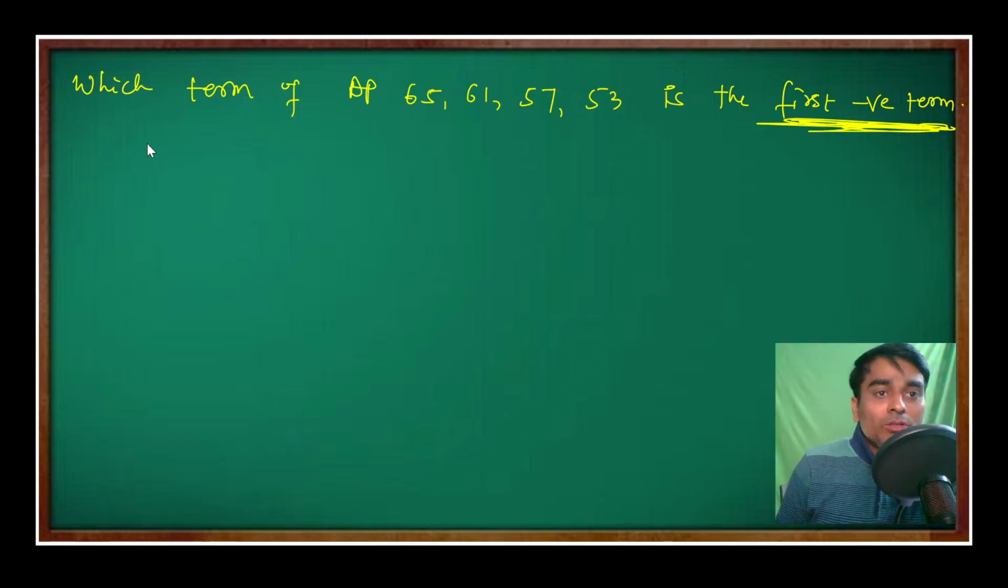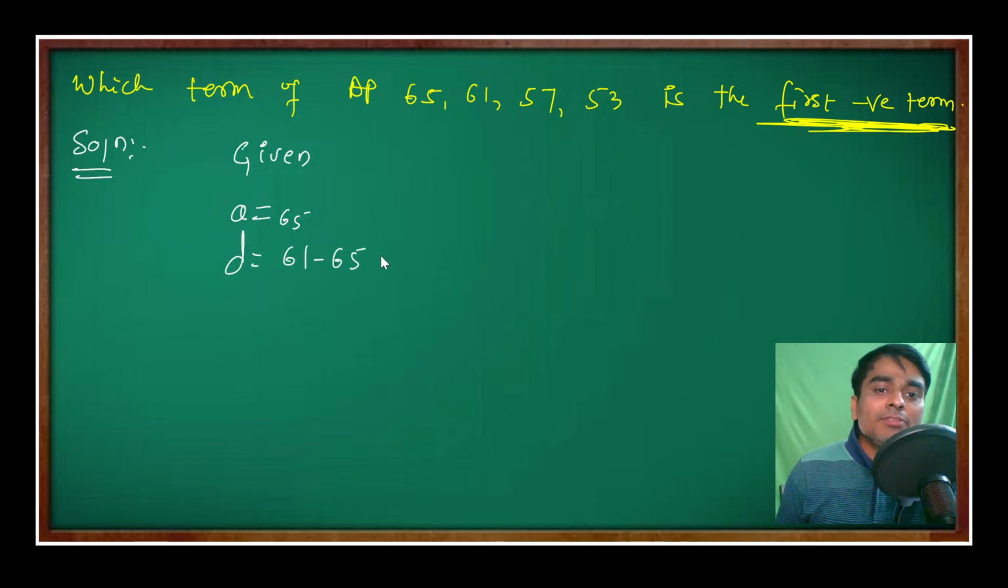So first of all, what you need to do, in AP every time: given a equal to 65. Then d will be what? 61 minus 65, that is T2 minus T1, which is minus 4. I got a and d. Now, first negative term. See how many terms are given: 1, 2, 3, 4. Which term are they asking? You have to find out n.